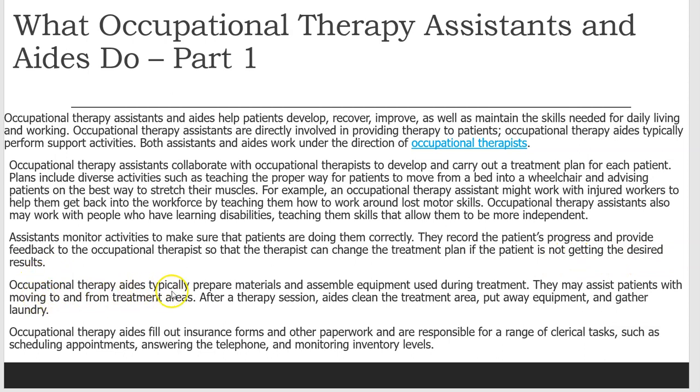Occupational therapy aides typically prepare materials and assemble equipment used during treatment. They may assist patients with moving to and from treatment areas. After a therapy session, aides clean the treatment area, put away equipment, and gather laundry. Occupational therapy aides fill out insurance forms and other paperwork and are responsible for a range of clerical tasks such as scheduling appointments, answering the telephone, and monitoring inventory levels.